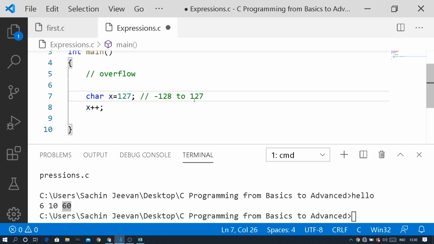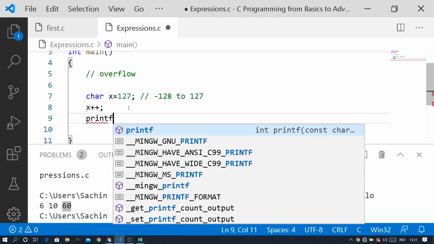What will overflow do? Incrementing your x by 1 will lead to overflow. If overflow happens, your 127 will not go to 128. It will go back to -128. It's like a cycle from -128 to 127. Again, if 127 plus 1, then you go back to -128. If you subtract from -128, then again it comes back to 127. This is a cyclic pattern. So after incrementing my x, what will happen?